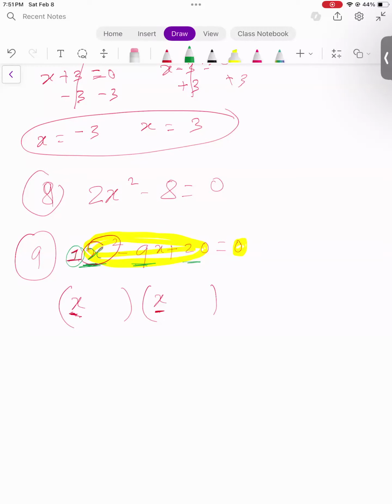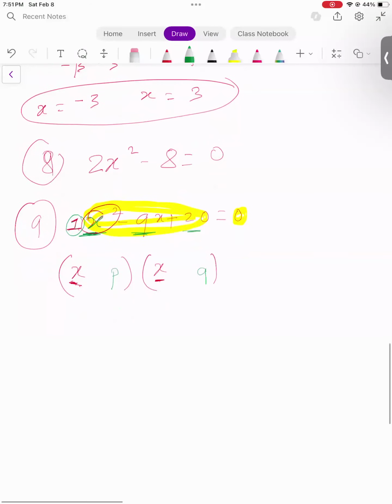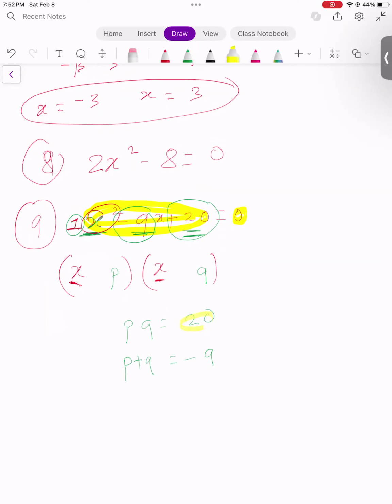And next, we need to find two numbers. Let me call these two numbers p and q. We need to find two numbers whose product has to be this constant. So when you multiply p and q, the product has to be positive 20. And when you add these two numbers, the sum has to be the coefficient of x, which is negative 9. Now think of two numbers whose product is positive 20, and the sum of those same two numbers is negative 9. Give me those two numbers.